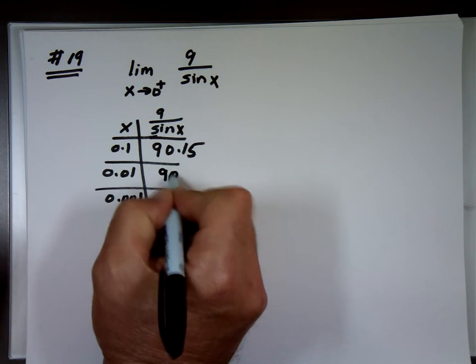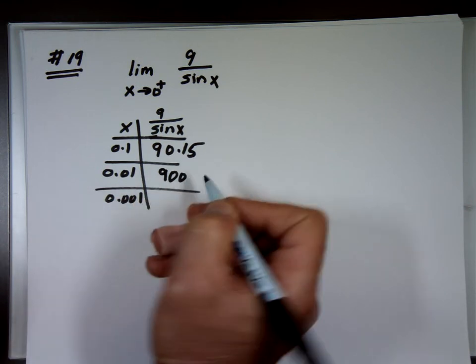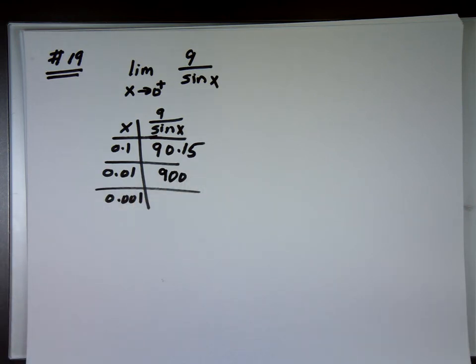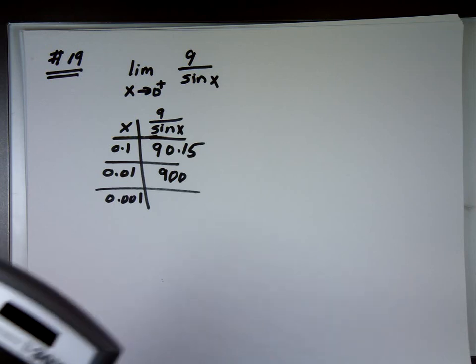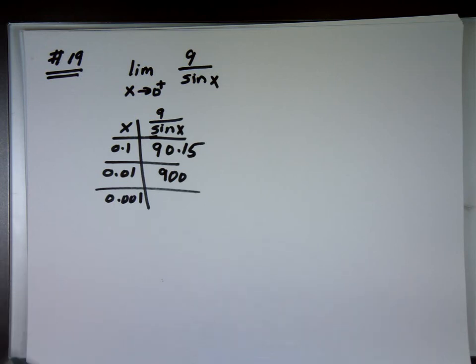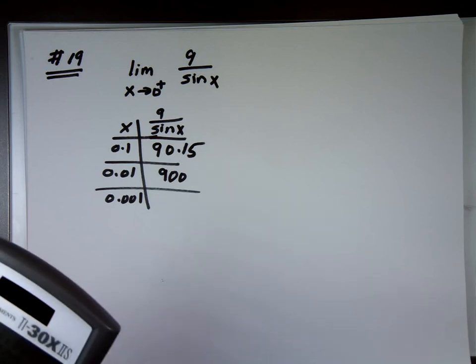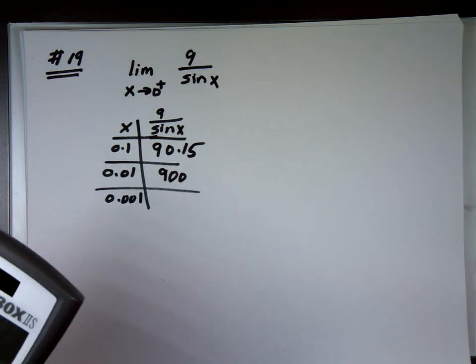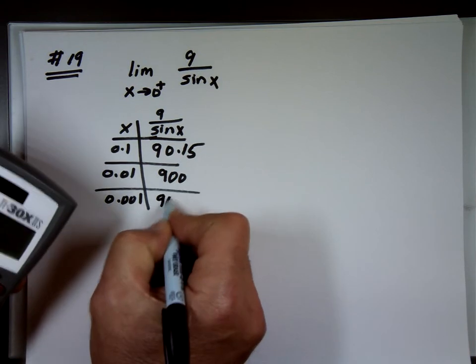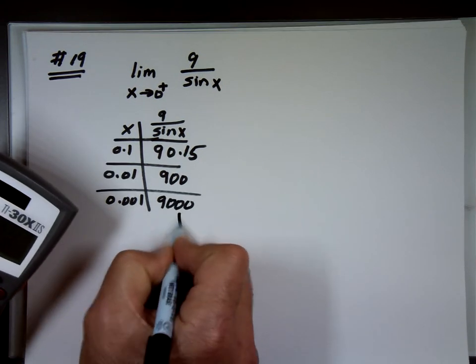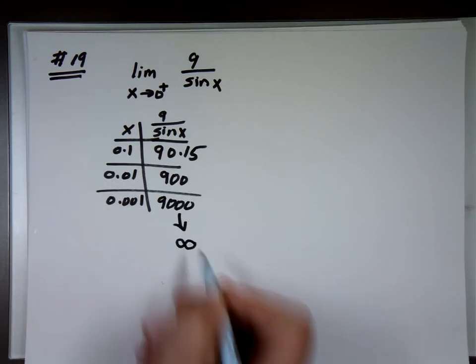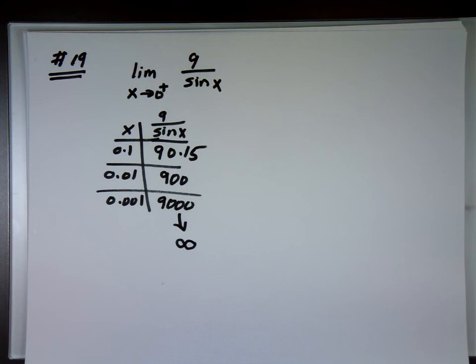I don't even have to do the next number. Positive infinity. But if you want to do the next number, 9 divided by sine 0.001. And that's 90,000 or 9,000, I think. Too late to refocus. So that's going toward what? Infinity. That's it.